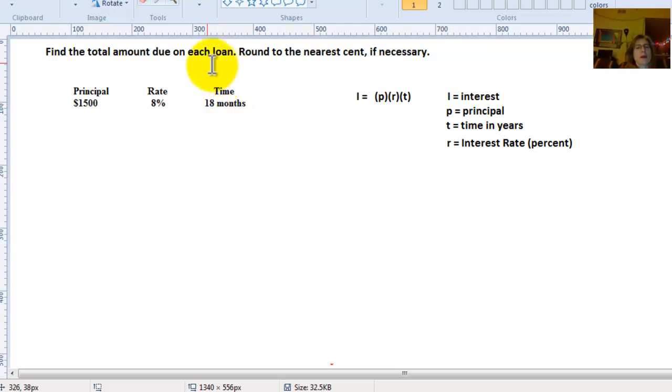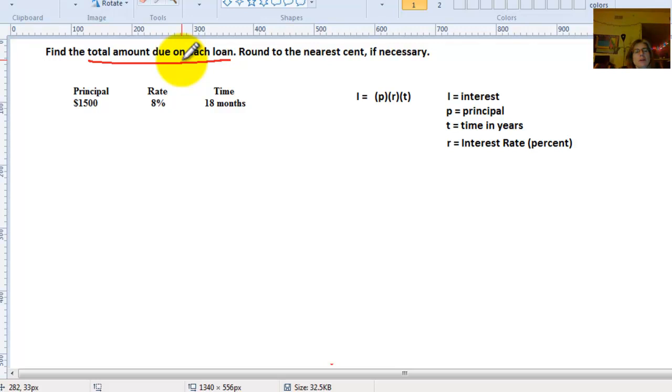So when we are looking at these problems, you have to be very careful that you're not just calculating I and then you're done. In this situation, you have to find the total amount due on the loan. And this is not just the interest. You have to calculate the interest that would then be added to the principal. That's the total amount due on the loan.